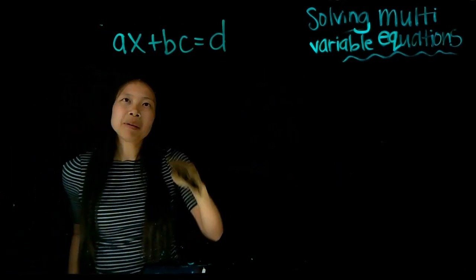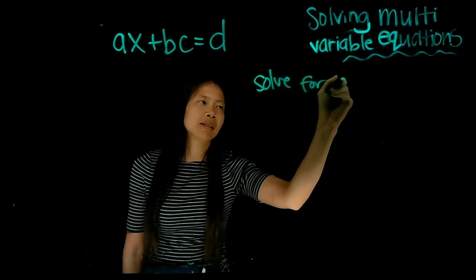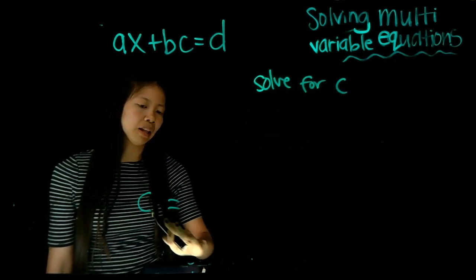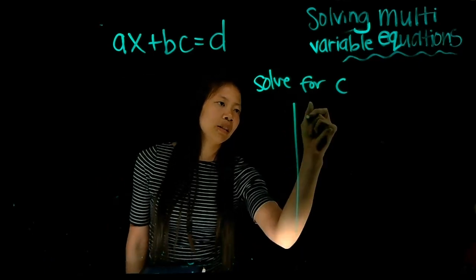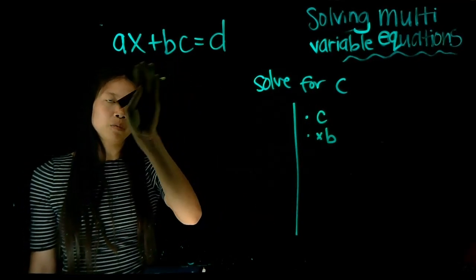All right, let's say we have ax plus bc equals d, and it asks us to solve for c. That means I want c all by itself on one side with the equal sign, and then whatever on the other side. Let's tell the story of c. So what is going on with c? C is being multiplied with b, then it's being added with a times x.